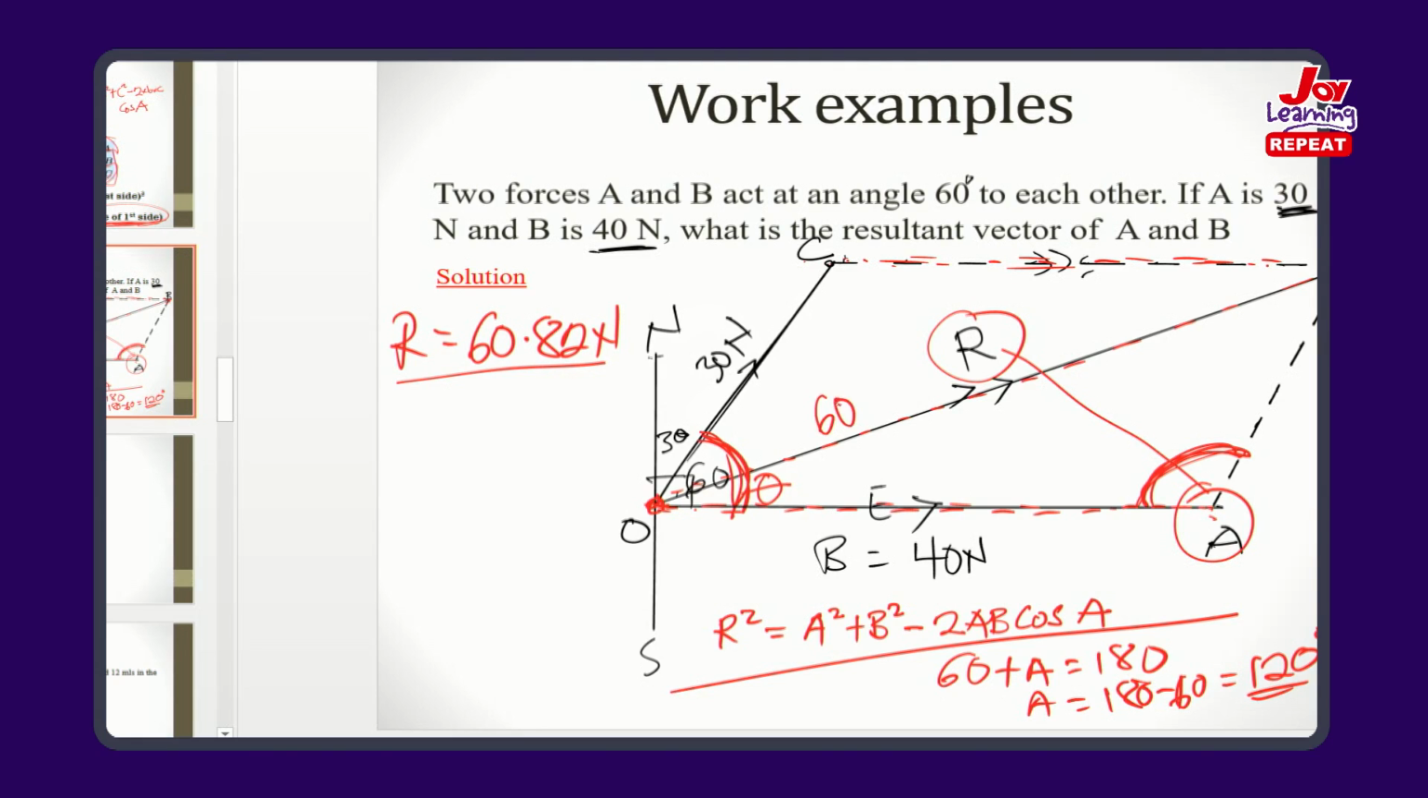Let's put it there, 60.82 newtons. Now, in getting the direction, we can see clearly that our angle here, which is our direction, is opposite to the line AB and adjacent to the line OA. Do not also forget that the line AB is the same as the line OC, which is equal to 30 newtons.